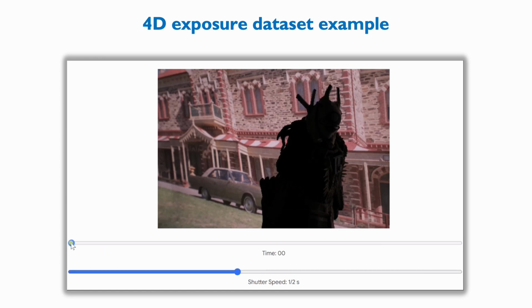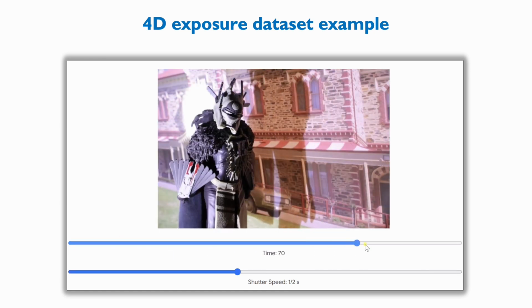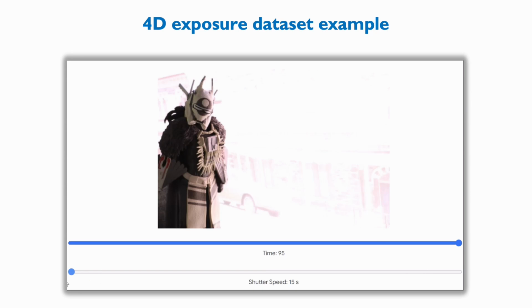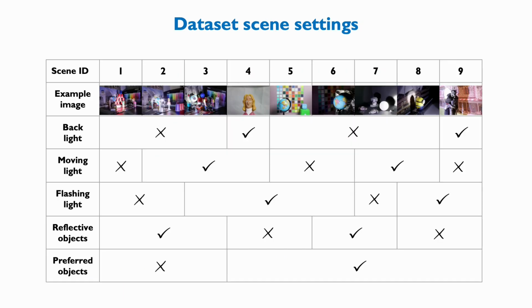Here, we show a demo of our 4D exposure dataset. Our exposure dataset has dimension over time, but it also has dimension over exposure. Our dataset consists of 9 scenes captured with a combination of challenging lighting conditions. Additionally, we created scenes with reflective or preferred objects.